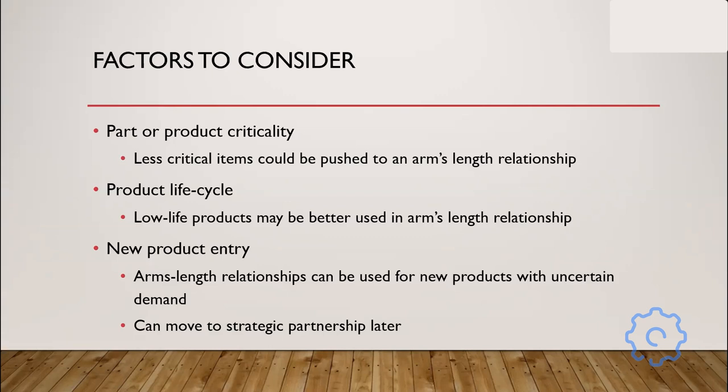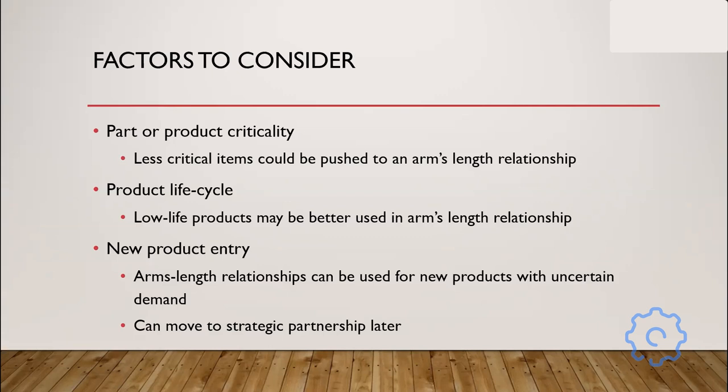I'm not going to go over this within this video because it's outside the scope of this. We will discuss these things in more detail during the class, but just realize that sometimes new products with an uncertain demand can benefit from an arm's length relationship depending on the amount of risk involved. And as I said here, you can move to a strategic partnership later. If you go to an arm's length relationship and the company performs very well, there's no reason why you can't move to a strategic partnership with that provider later on.